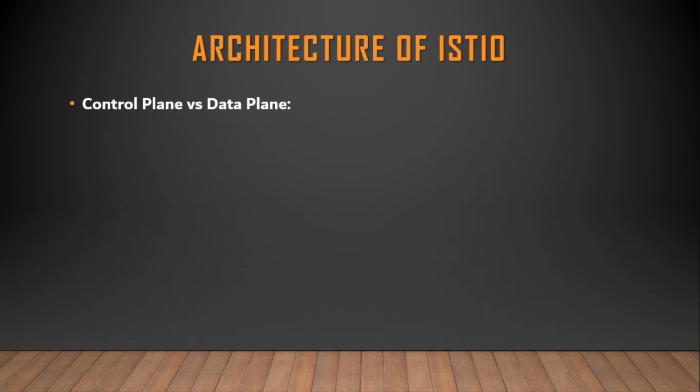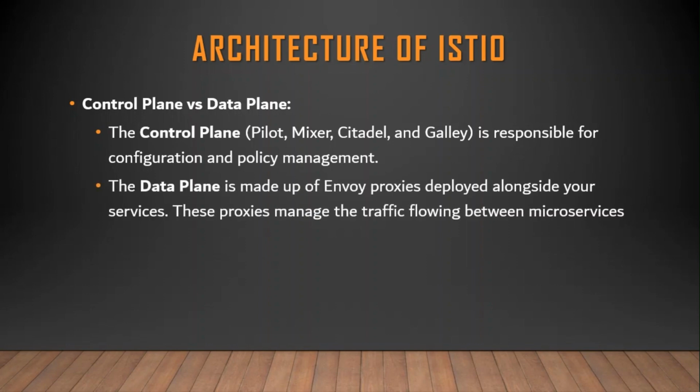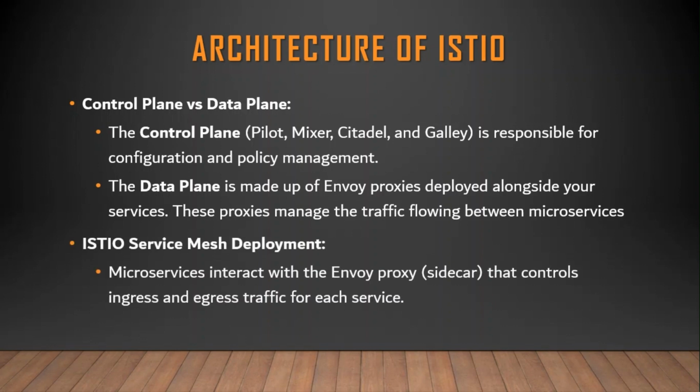Istio's architecture is divided into two planes. First one is the control plane, which manages configurations and policies and distributes them to the proxies. Next, the data plane, where Envoy proxies handle all service traffic. In a typical Istio deployment, each microservice is paired with an Envoy proxy. All incoming and outgoing traffic to the service goes through this proxy. The control plane ensures that proxies are configured correctly and operate based on centralized policies.